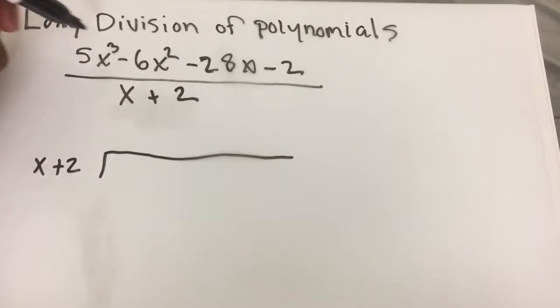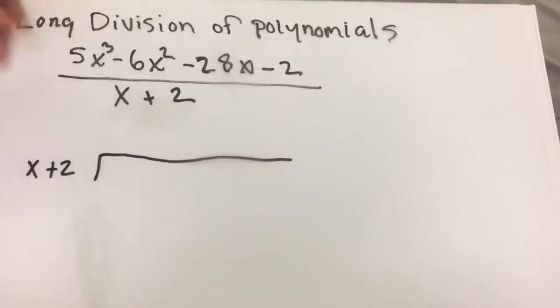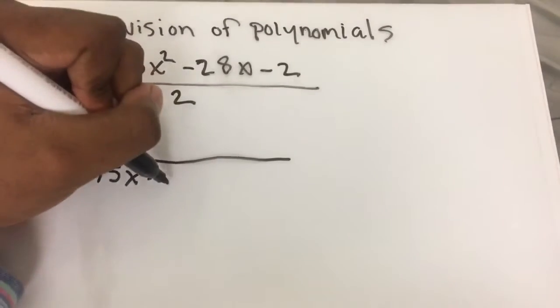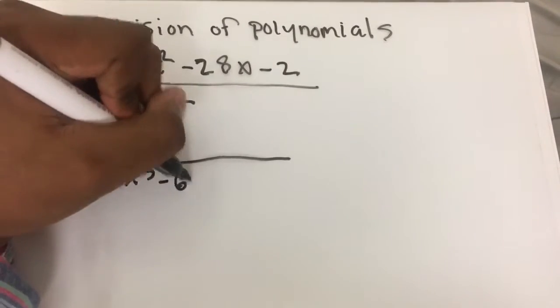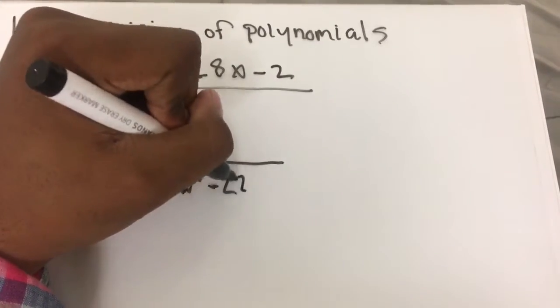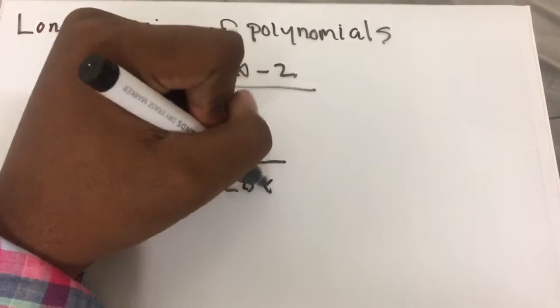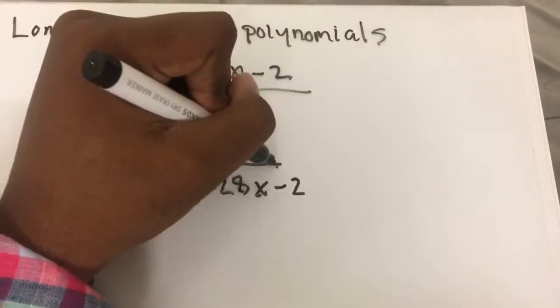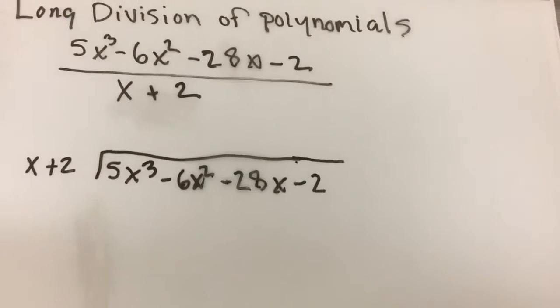And then we're going to write this inside number on the inside. So it's going to be 5x cubed minus 6x squared minus 28x minus 2. All right.